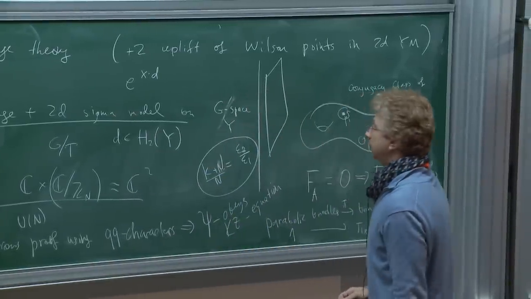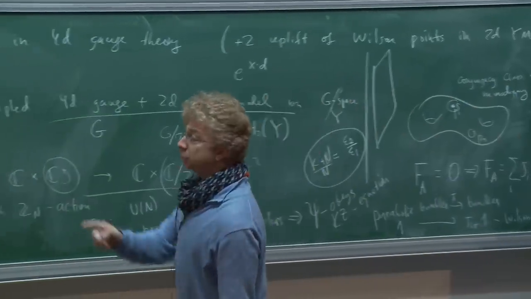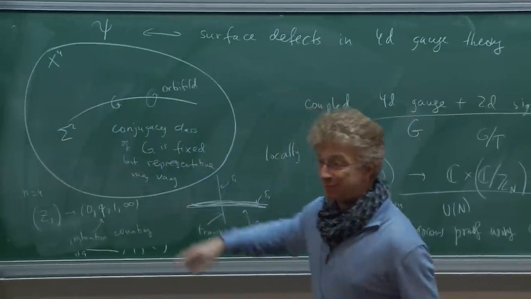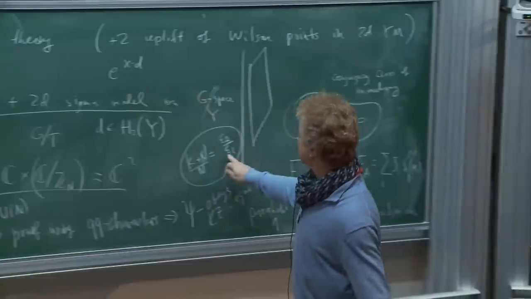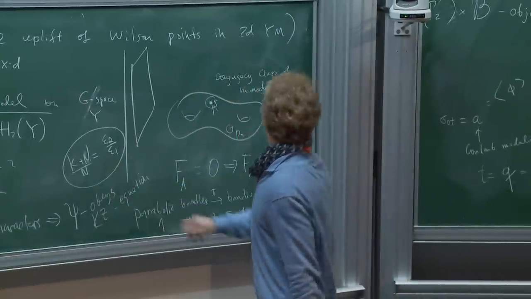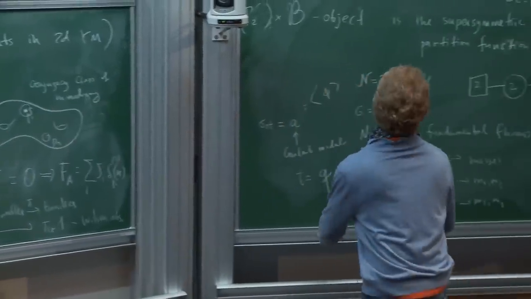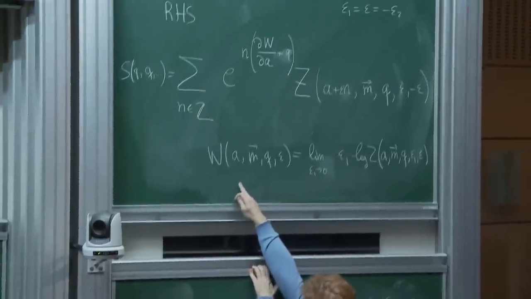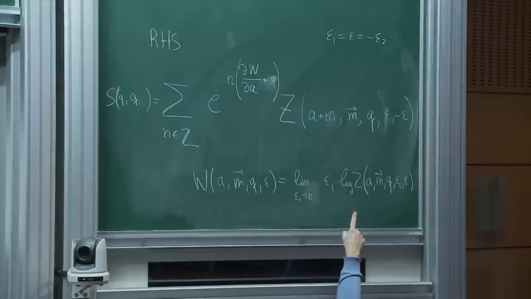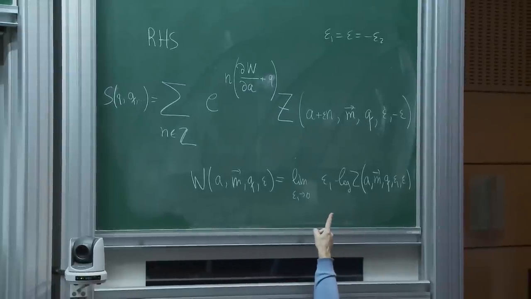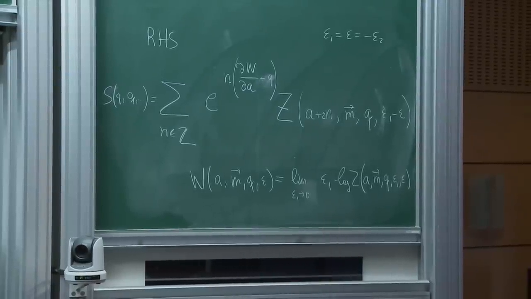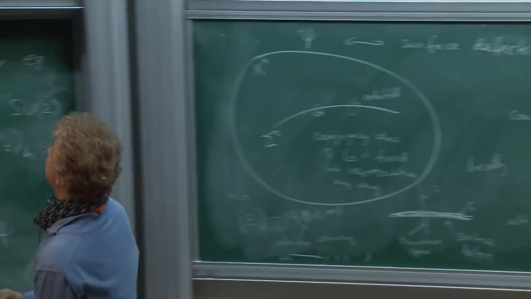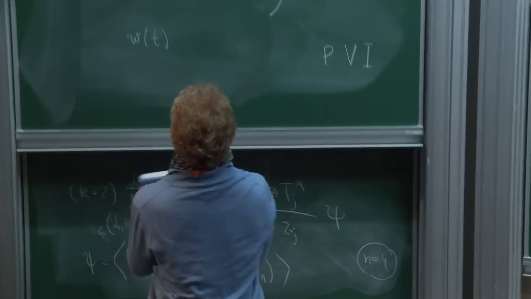And so the limit when k goes to infinity, which was the limit we needed to get the Painlevé equation, is the limit when epsilon 1 goes to 0, which was also the limit I needed to define this W function. But it's not the case for the Z function, because there I have epsilon 1 equals negative epsilon 2. So one more ingredient is missing, and that ingredient I'm going to present now.